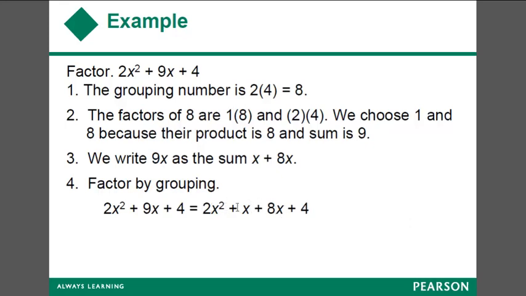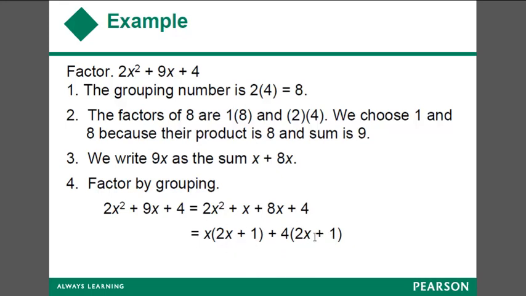I look at my first two terms and see what I can factor out, which out of 2x squared plus x, I can factor an x. And then I look at my last two terms and see what I can factor out, 8x plus 4. Out of 8x plus 4, I can factor out a 4. When I factor out the x, out of 2x squared plus x, I'm left with 2x plus 1. When I factor a 4 out of 8x plus 4, I'm left with 2x plus 1.